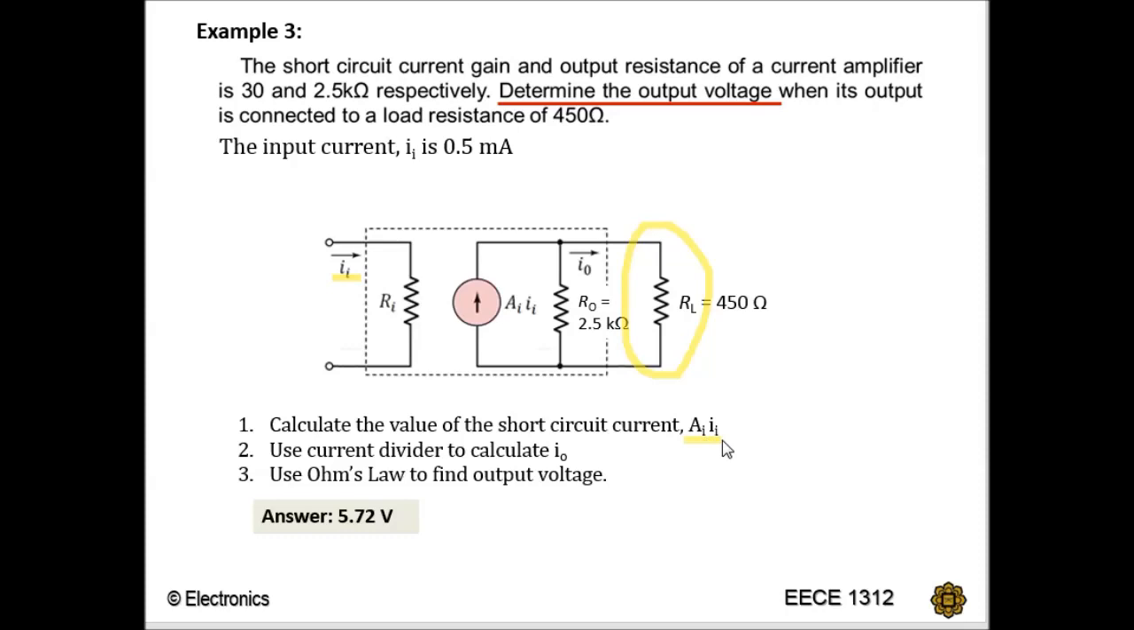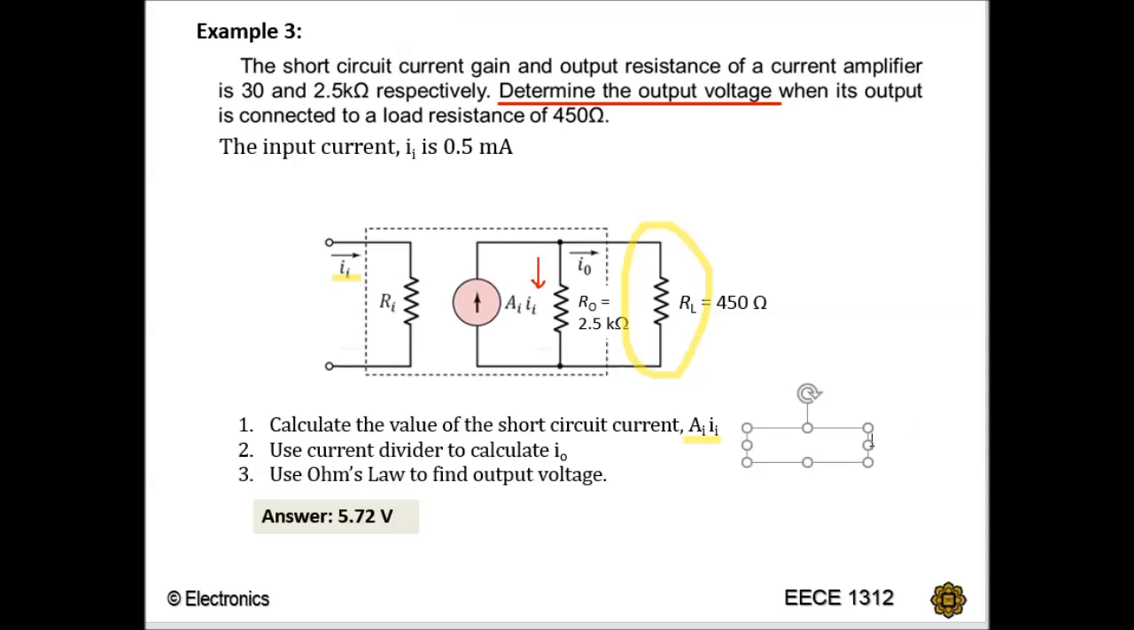Why you need to calculate this value is because this is the current source. So the current source will split, with a current flowing through your R0, and then you have the I out current. So this is the node where AI I in will split, right? This is quite simple for you to do. What you need to do is just multiply AI and I in. So AI is given as 30, right? So you just need to multiply.